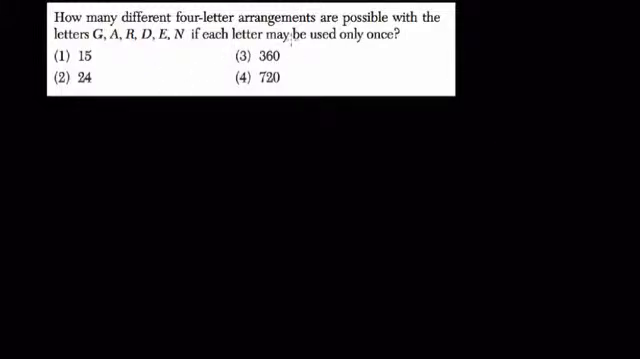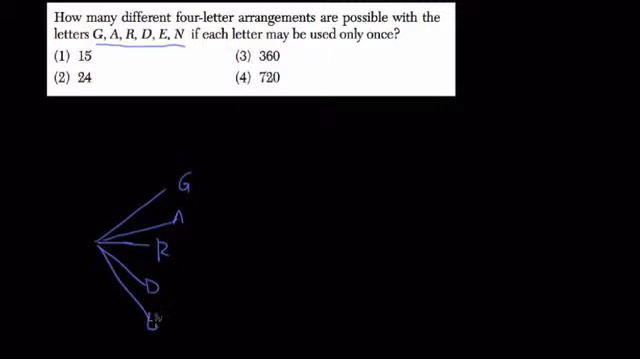How many different four-letter arrangements are possible with the letters garden, if each letter may only be used once? Think of a tree diagram, and we can pick G or A or R, or D or E or N to begin with. But let's just draw out one of these branches completely.